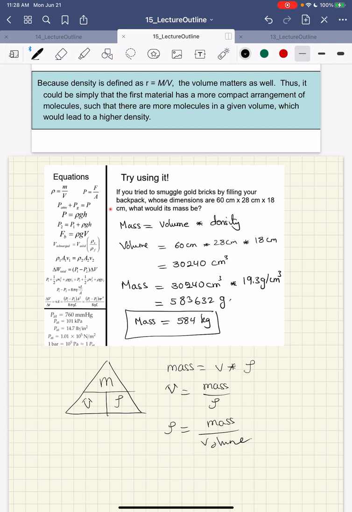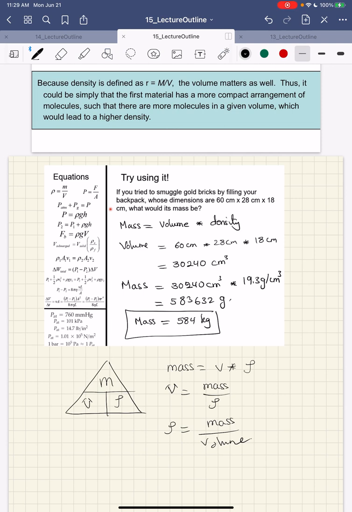Here the volume is in cubic centimeters. I have calculated that as 60 times 28 times 18, which is 30,240 cubic centimeters. I have the density of gold here in grams per cubic centimeter, so I can use it to calculate the mass in grams. Here I didn't specify that I need a certain unit, so you can keep it in grams, or you can convert by dividing by 1,000 to kilograms.